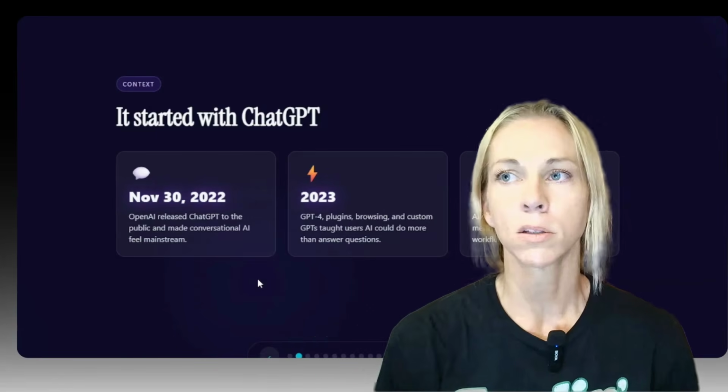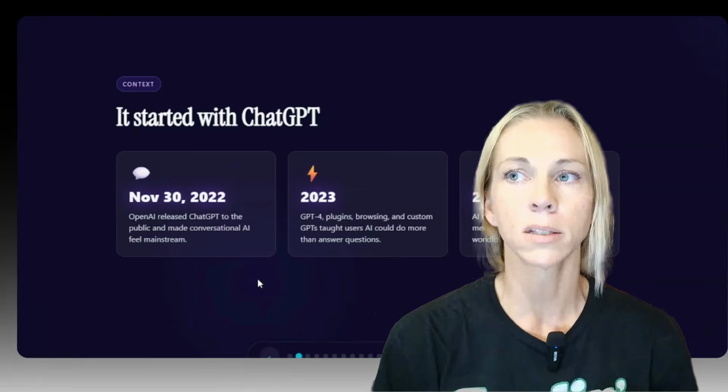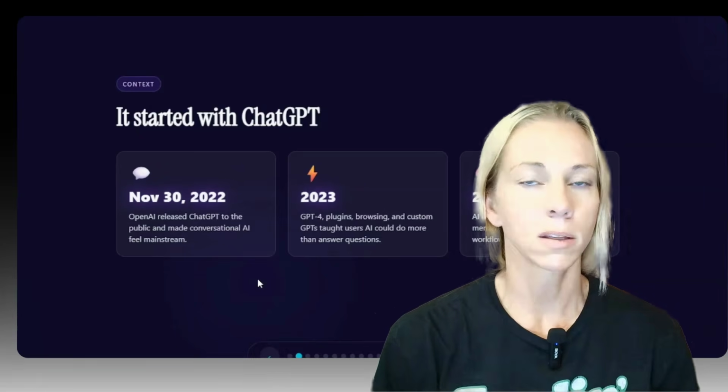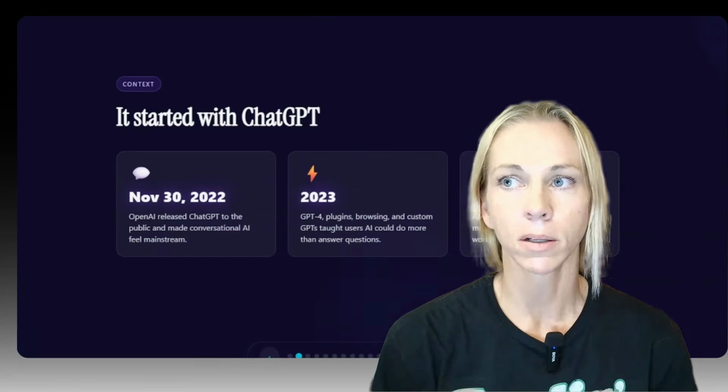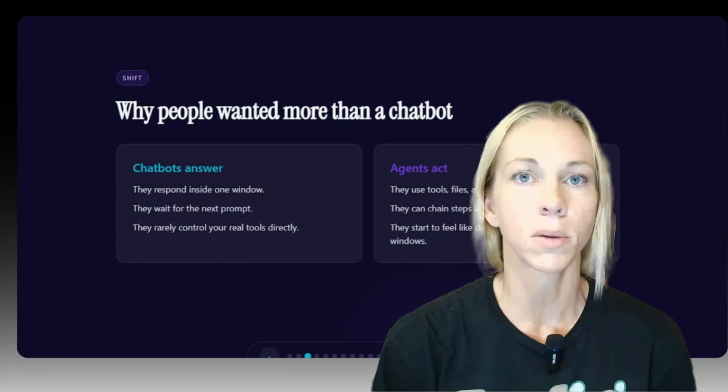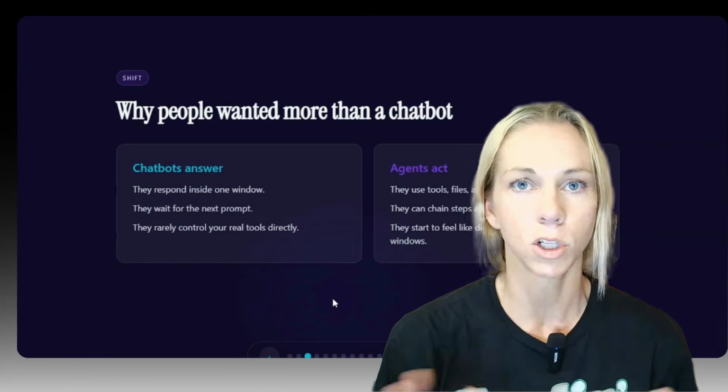Chatbots, what are chatbots? They respond inside a window and they wait till the next prompt. They don't control your computer at all. Okay, it's just a chat.